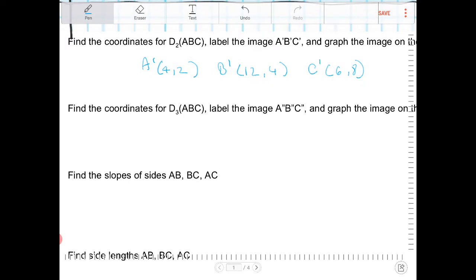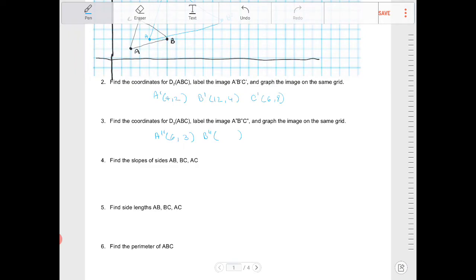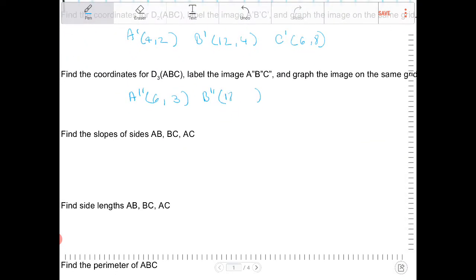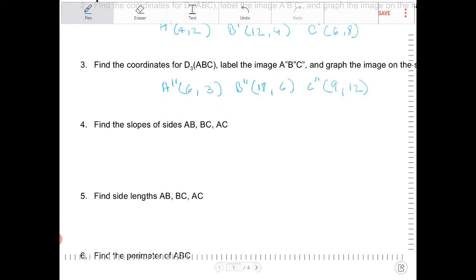All right, next I will need to do a dilation of 3. So I'm going to just write it out first, I guess. So A double prime would be 6, 3. And then B double prime would be, the original coordinate was 6, 2, so it's going to be 18, 6, and then C double prime originally was 3, 4, so it will be 9, 12. And it says find the slopes of A prime.